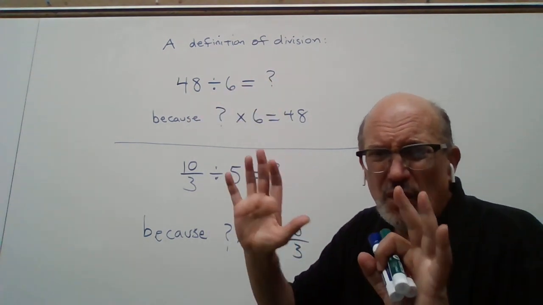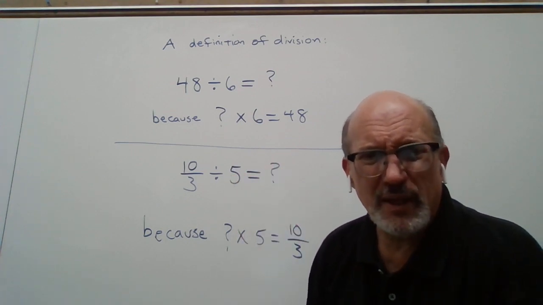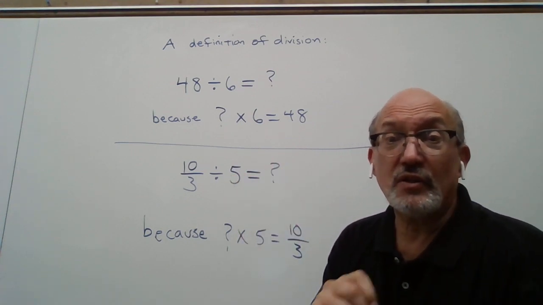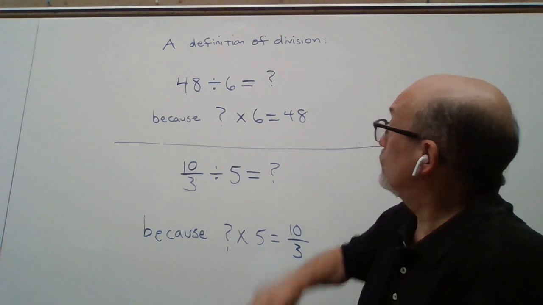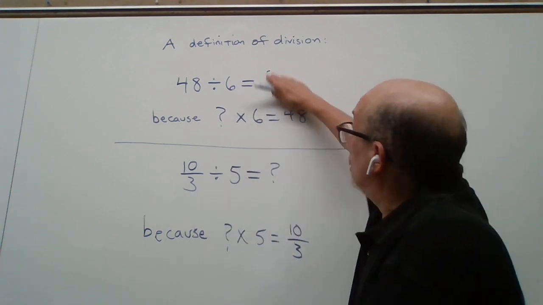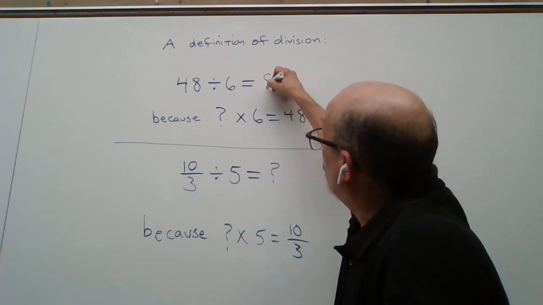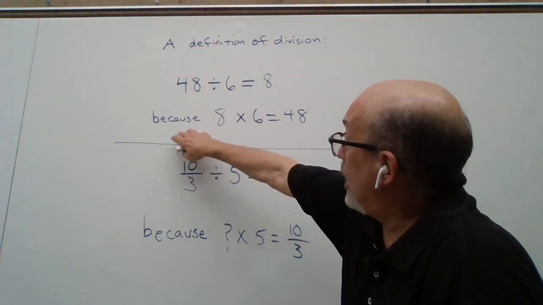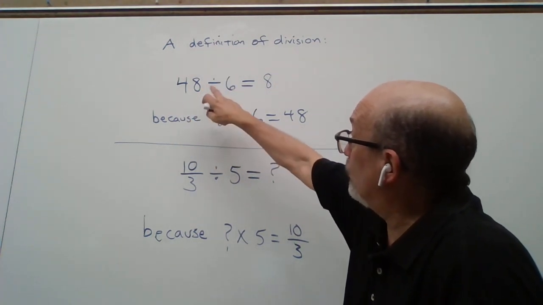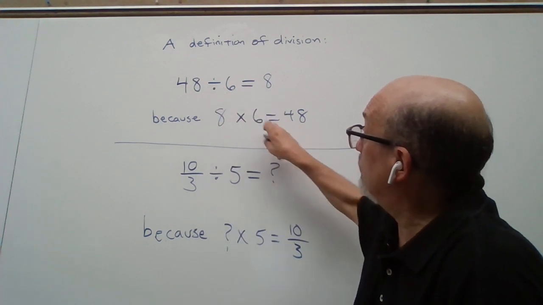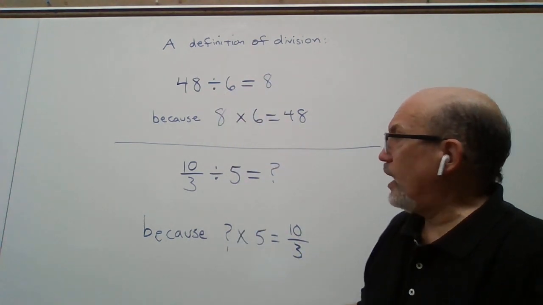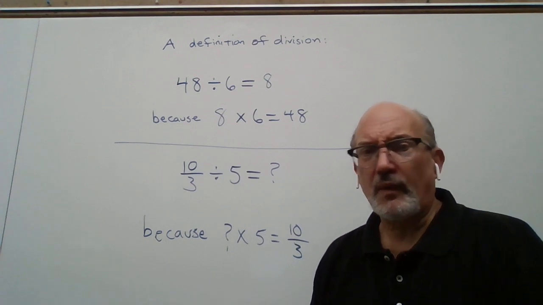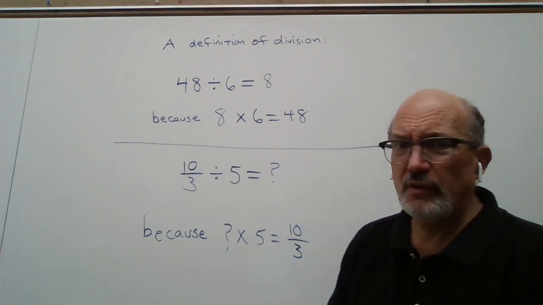Now you might not think that's a big deal, but when we get to the fractions, you'll see that it really is. So I'll replace, of course, the question mark with 8. The important thing is the because here. 48 divided by 6 is 8 because 8 times 6 is 48. Now, I'd like you to try this one. 10/3 divided by 5.